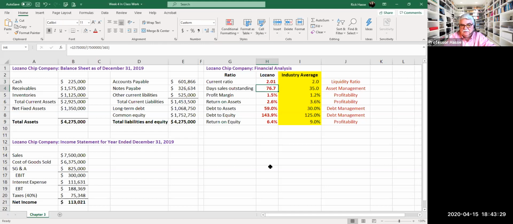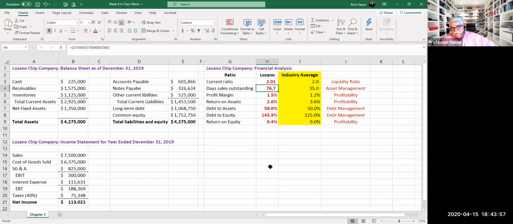There's 365 days in a year. You take 7.5 million divided by 365, that's how many sales we make on average every day in this company for every day of the year. We divide that daily average into the receivable balance on December 31st, and we find that it takes us almost 77 days on average to collect our receivables.